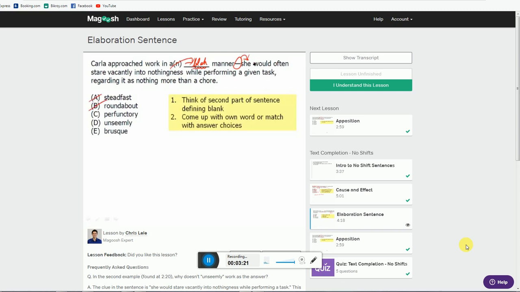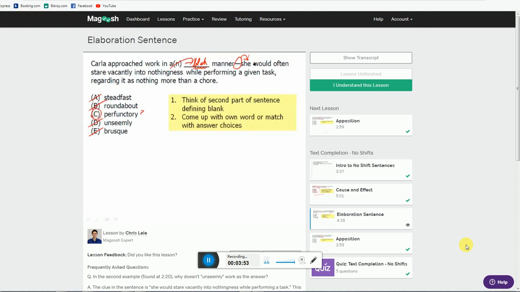Roundabout, you're just not direct. Perfunctory, a word you probably don't know. Unseemly, this is a popular GRE word. It means something that is not appropriate. So it has a very negative connotation as well. So it's almost immoral, it's unseemly, it's improper, but she's simply really out to lunch when it comes to work. Without literally being out to lunch, she's simply treating work in a very blah manner. Then there's brusque. Brusque means rude. So that doesn't work.